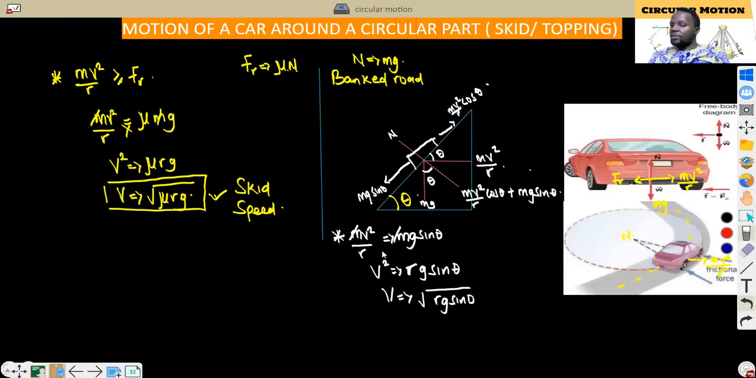So what's the difference between the first formula and this? When the road is not banked, it is safe turning. This is mu rg. Here, mu rg is now changing to rg sine theta. Do you understand what I'm saying? So this is the way we talk about that.